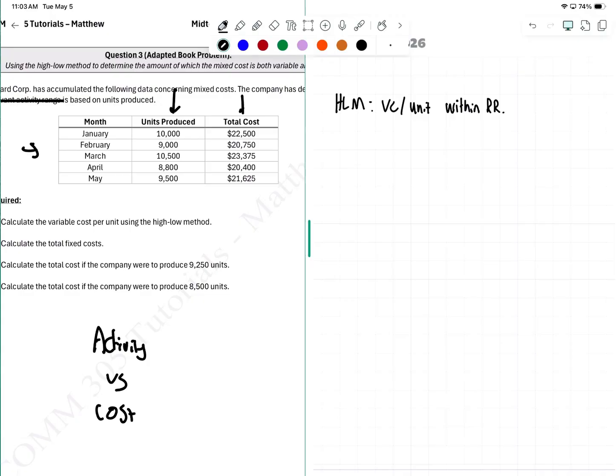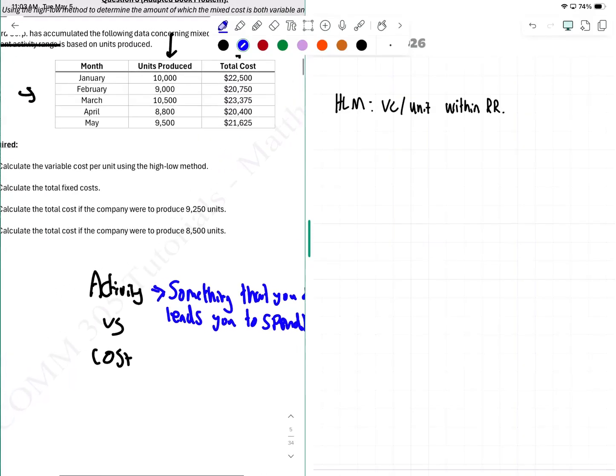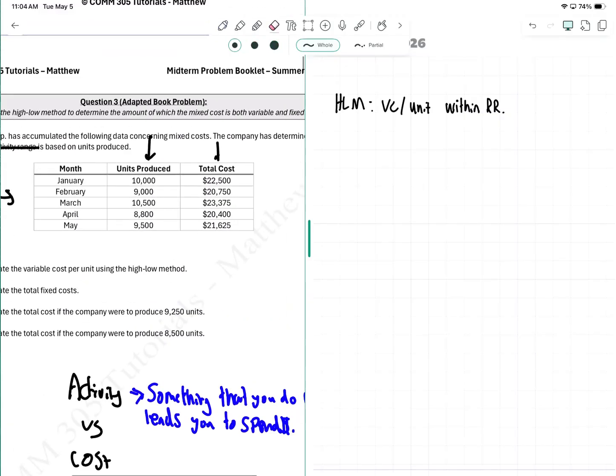Guys, an activity is basically anything that you do that leads to spending money. Something you do that you regret later. Kidding. Something, or not kidding. Something that you do that leads you to spend. Okay, that's what the activity is, guys. So in the high-low method, whenever you have a doubt what the activity is, just think about it logically, right? What am I doing that's leading to the cost?